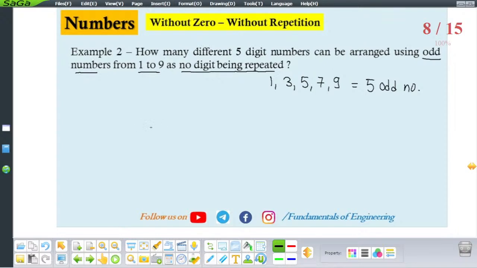We have to form a 5-digit number. So how will you get it? By the formula and by the shortcut trick, we can solve that. The digits are 1, 2, 3, 4, 5, and based on these digits we have to form the 5-digit number.